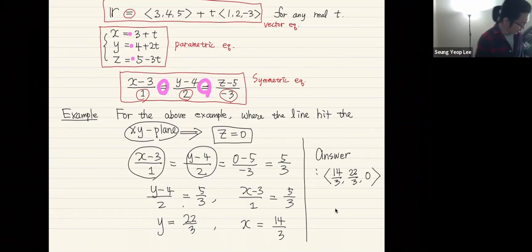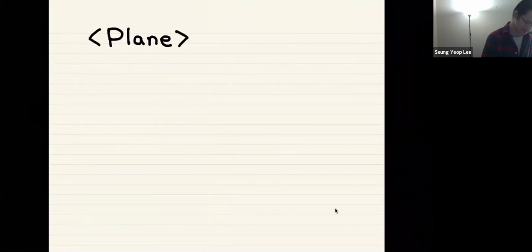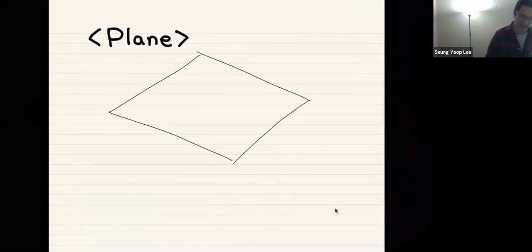Okay, so now let's consider, with 15 minutes left, I will consider plane in the remaining 15 minutes. Plane. So plane, some plane. I draw the boundary of the plane, but there's no boundary of the plane. Plane is an infinite thing.